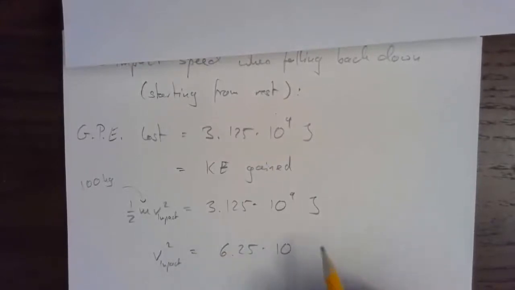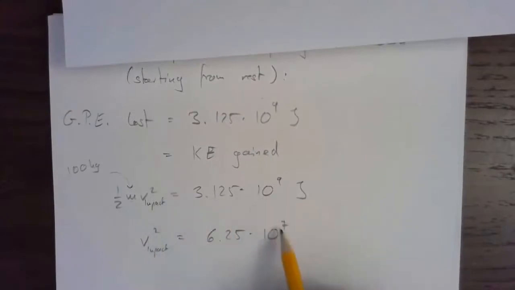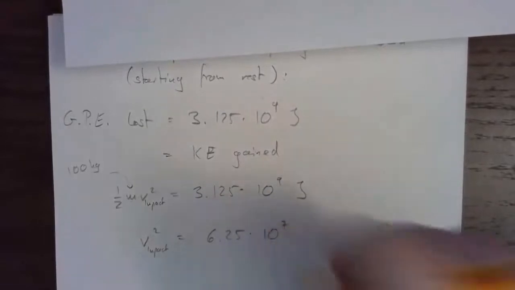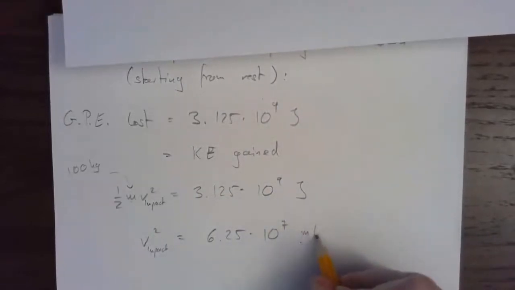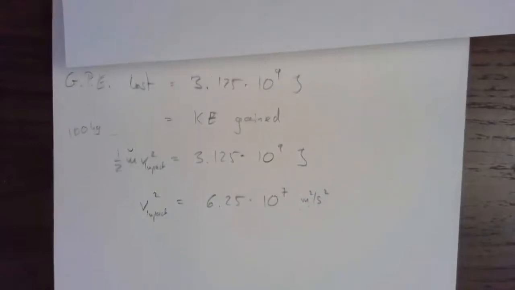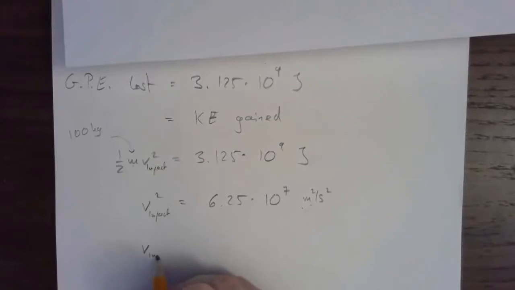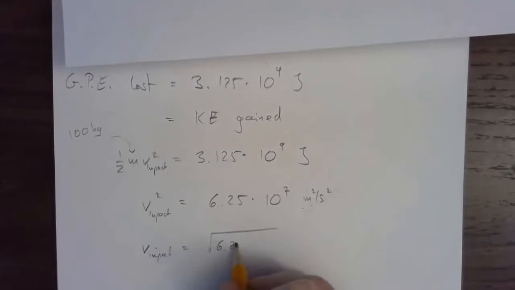6.25 times 10 to the 7, because 100 and a half comes over, becomes 2. Sorry, not joules, meters, we divide by kilograms, so meters squared per second squared. Alright, let's take the square root. The impact speed is equal to the square root of this, 6.25 times 10 to the 7.